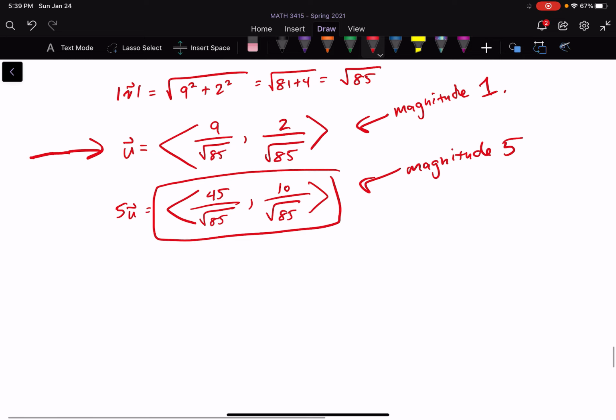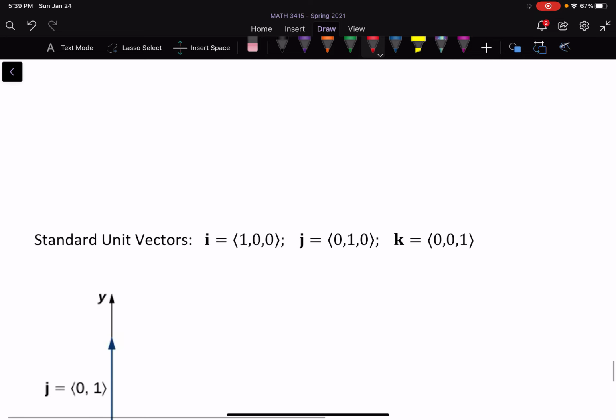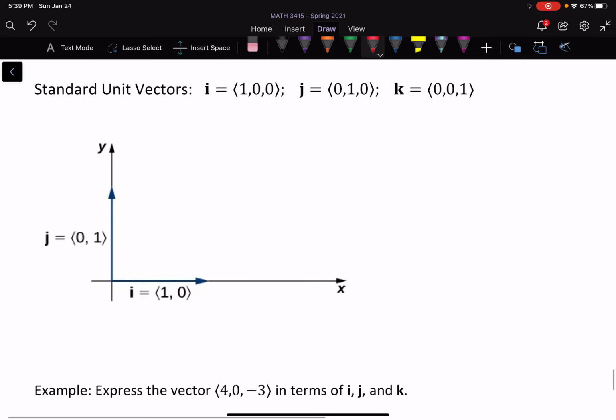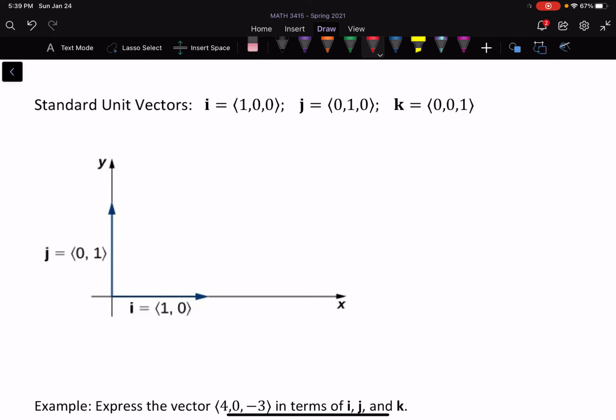Okay, so the last thing we're going to talk about are standard unit vectors, and you've probably seen these like i, j, and k. Sometimes they call them standard basis vectors. There's several different names for them, but what they amount to is just a different way of writing vectors. So i, j, k, that is a unit vector. You could check, square root of 1 squared plus 0 squared plus 0 squared. That definitely equals 1. Same thing for j and k.